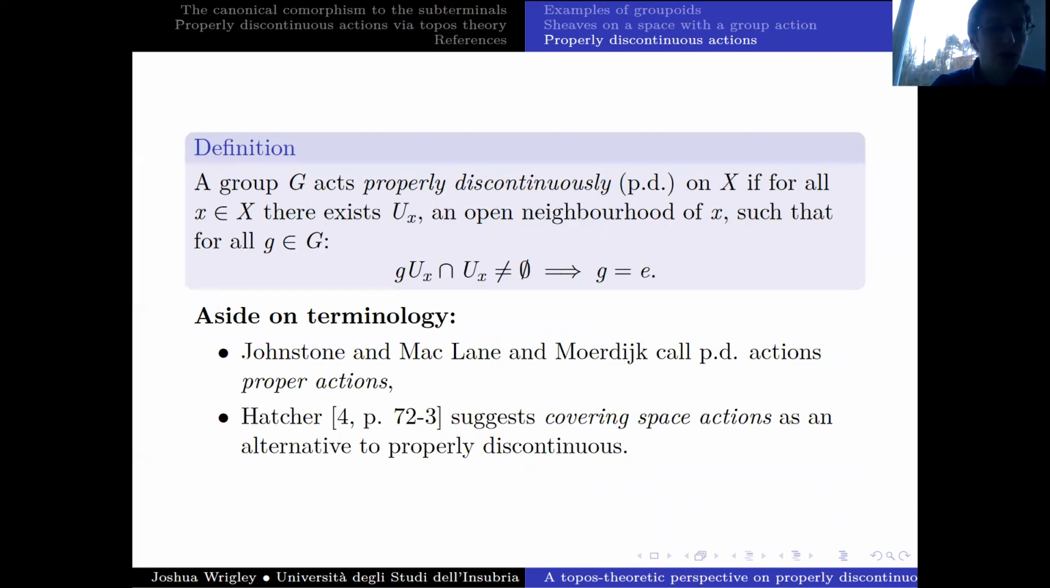Just a little aside on terminology. The term properly discontinuous is not universal. In Johnstone's Topos Theory and MacLane and Moerdijk's Sheaves in Geometry and Logic, properly discontinuous actions are called proper actions. Hatcher, in his book Algebraic Topology, suggests covering space actions as an alternative. I'm going to go with properly discontinuous. Hate me for it if you wish.